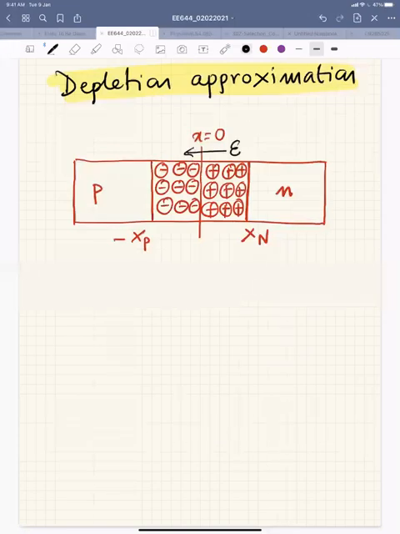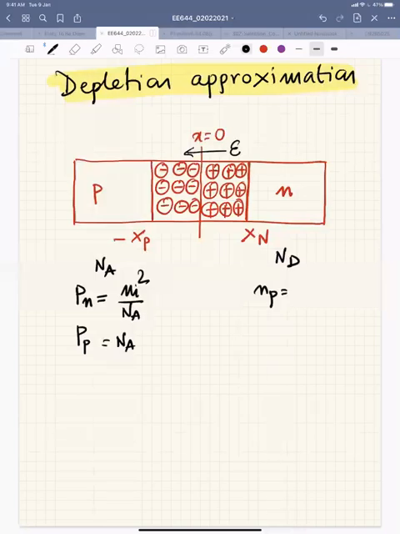So electric field is always from n to p, right? If you look at the p side, let's say your doping is Na, and on the n side your doping is Nd. So the number of electrons in p will be ni squared by Na, and the number of holes in p is Na, right? This part you know. Similarly, the number of electrons will be Nd here, and the number of holes will be ni squared by Nd, right?